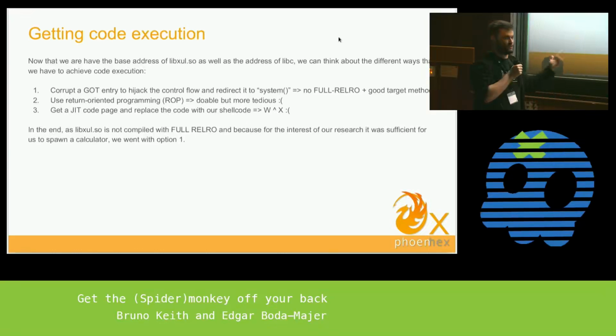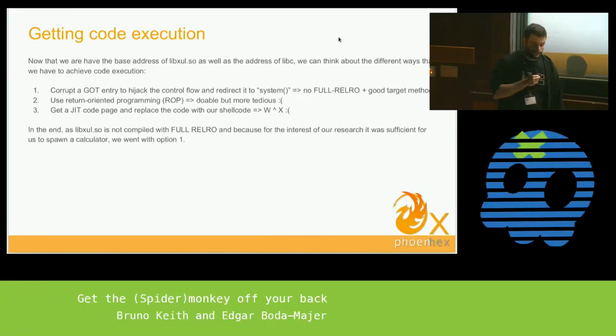So you could just put your shell code there and then call the function that was JITted. But Firefox has a mitigation, which they call W^X, which basically means that their JIT code pages are never both writable and executable. So it seems pretty hard. And for the purpose of this research, we just needed to demonstrate that we had code execution. So we went with the first step.